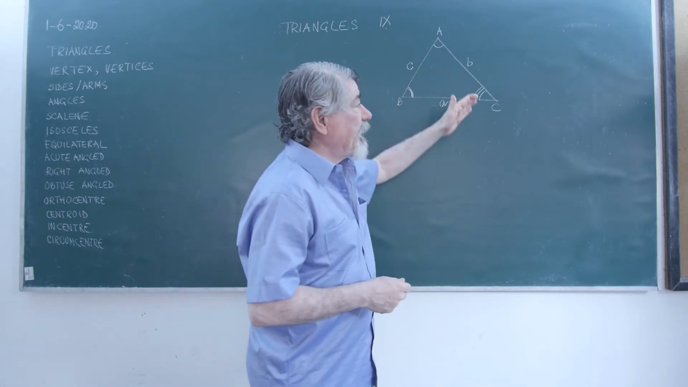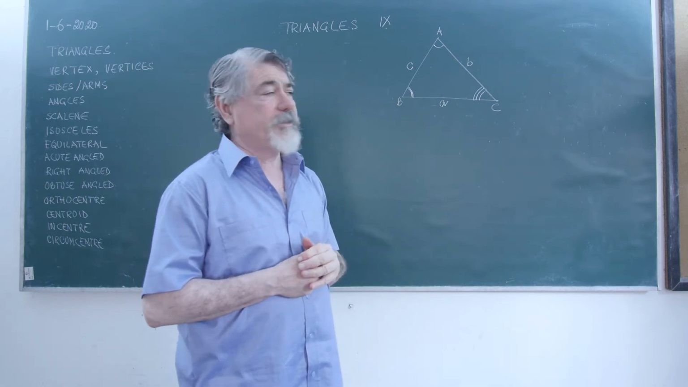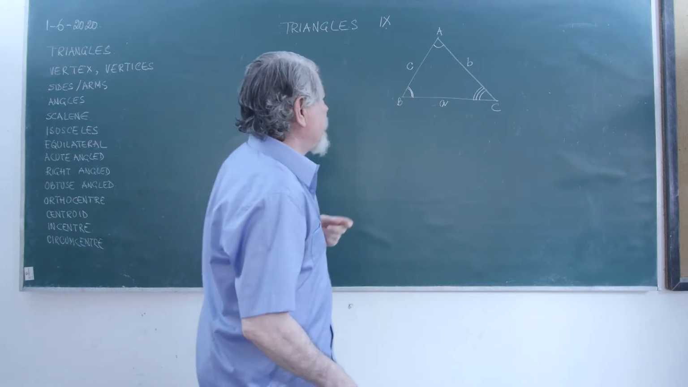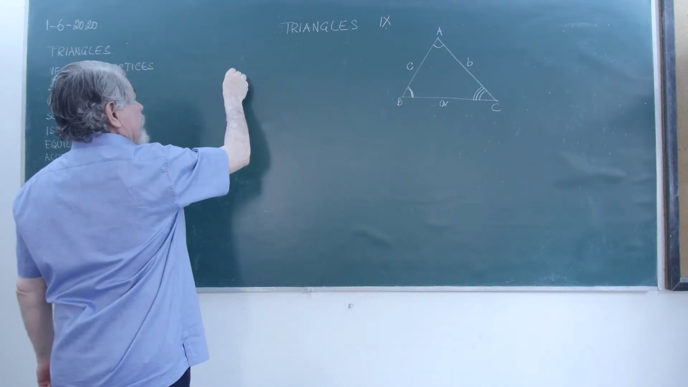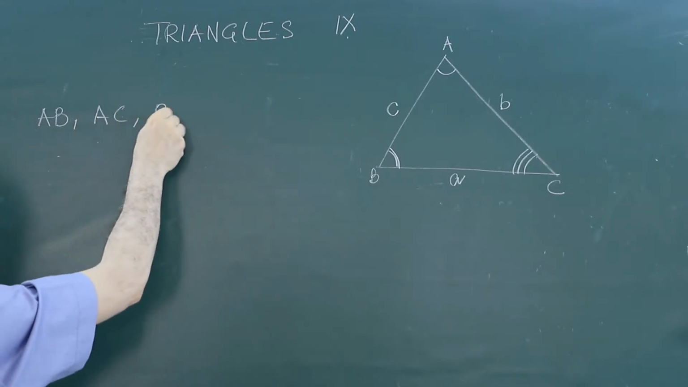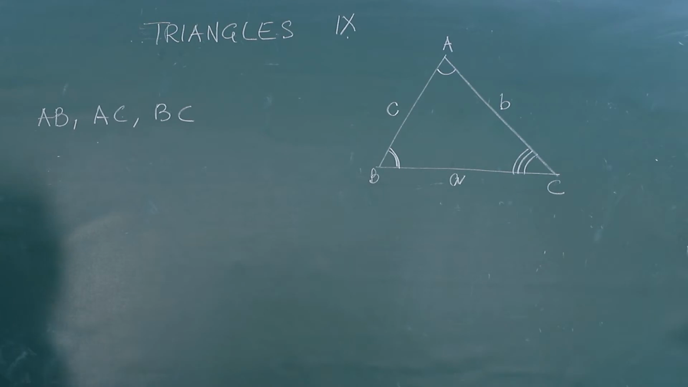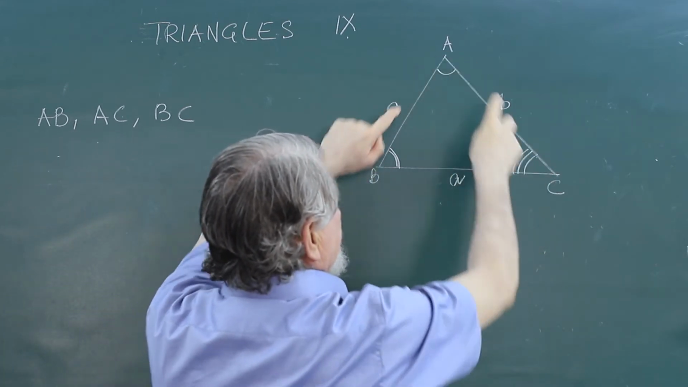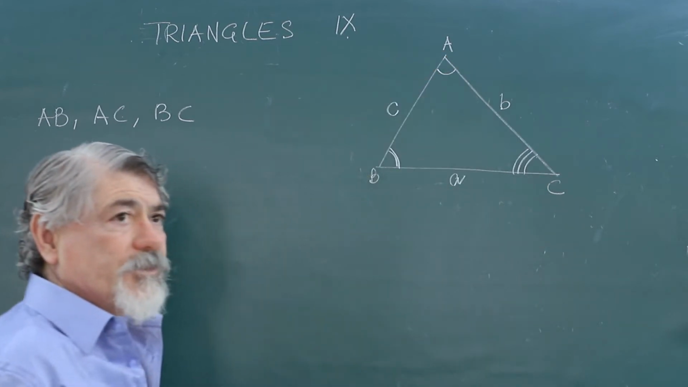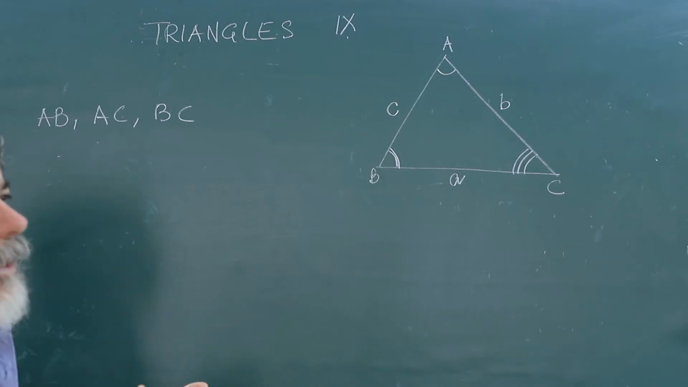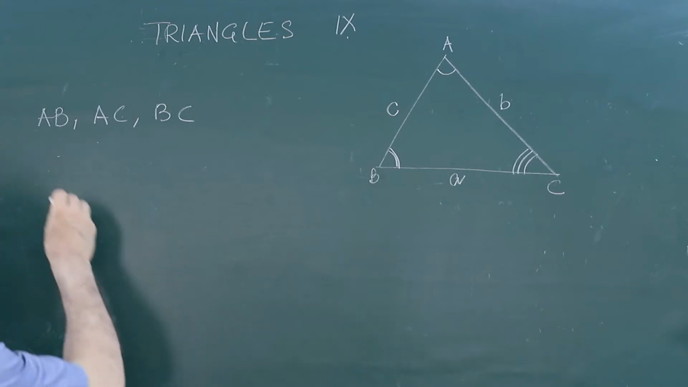In this, there are three angles, three sides and three vertices. What are the arms of the triangle? AB, AC and BC are the arms or sides of the triangle. Two arms or two sides of the triangle meet at a vertex.